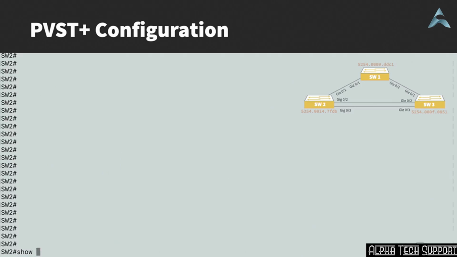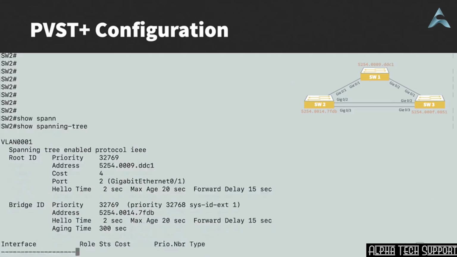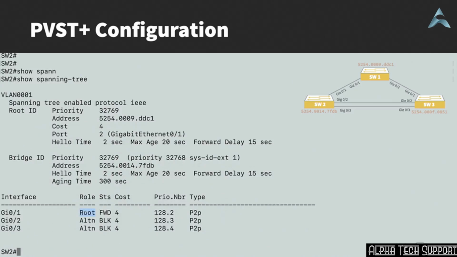We'll do a show spanning-tree. Here we see our root port is gig 0/1, and we're forwarding, but notice that we're in a blocking state on the other two ports. These two ports are connecting us over to SW3. Remember that every link has one and only one designated port, but it's not us on SW2.